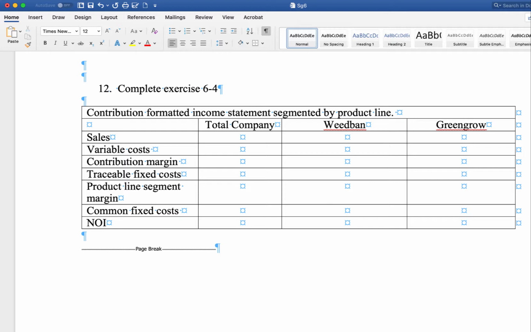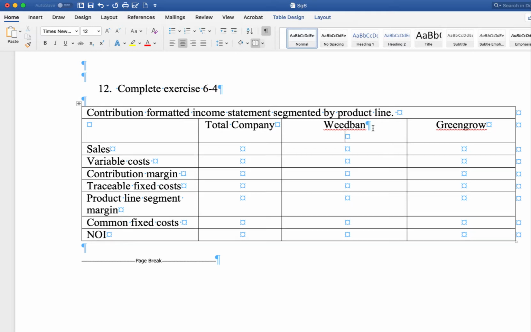Common fixed costs, well, they're common to both segments, right? If we get rid of one segment, the common fixed costs are still there, meaning we can't trace them to a specific segment or division or product line or whatever, right? They're common, they're going to remain, okay? So what we need to do is go ahead and prepare our segmented income statement. So notice what we have here. We have a total for the company, we have weed ban, and we have green grow, okay?